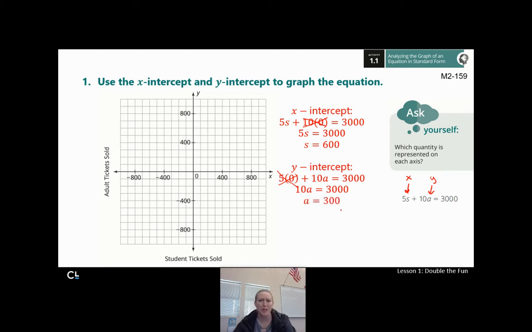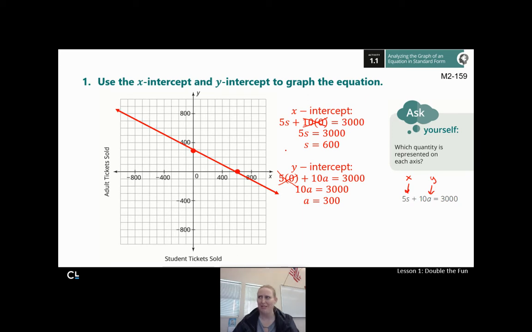And then all you need to do is plot these. Our s-intercept is 600. So there's 400, there's 800. It looks like we're counting by hundreds, so I need to put a dot right there at 600 on my x-axis. And I need to put a point at 300 on my y-axis. So here's my y-axis again, 1, 2, 3. Put a dot there. Grab a straight edge and connect the dots. Oh, look, you graphed it. Good job.